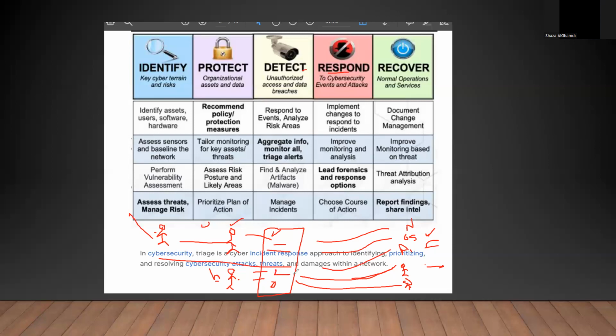We mentioned that the SIEM does have a search bar here, and the search bar will allow you to filter and see the traffic that you are really looking for. So you can look for a certain IP address, certain domain, or certain file hash within the environment. And if you recognize one of these things, you can investigate deeper.